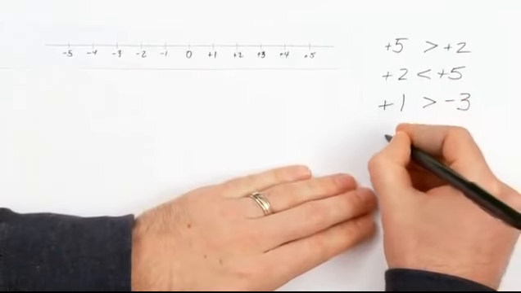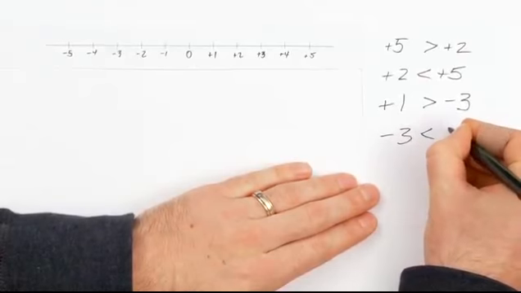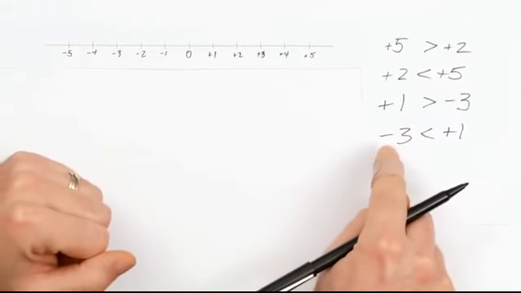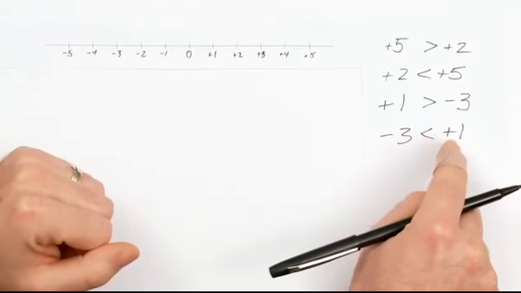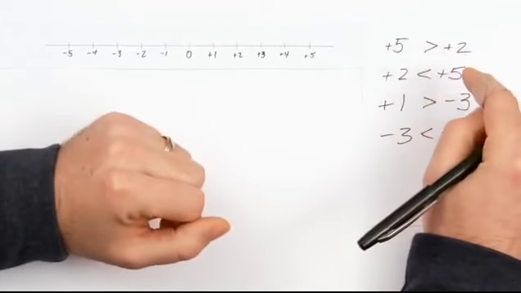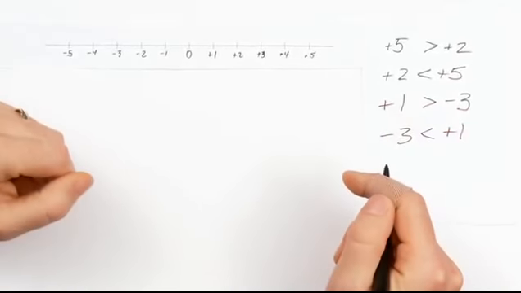If we flipped it the other way and thought about it, we could also say that negative 3 is less than positive 1. Again, with that temperature idea, we know minus 3 degrees is colder than positive 1 degree Celsius. So we've compared positive and positive values and a positive with a negative value. What about comparing two negative values?